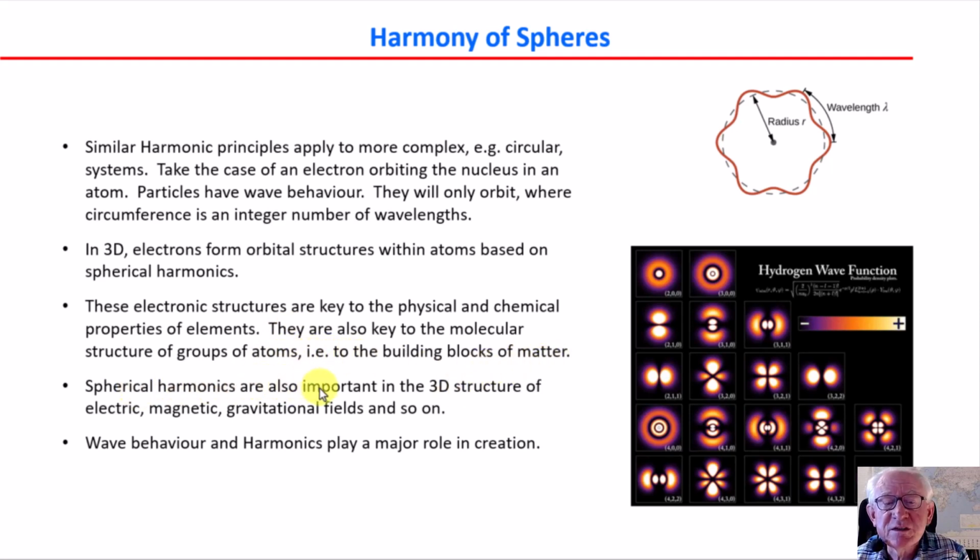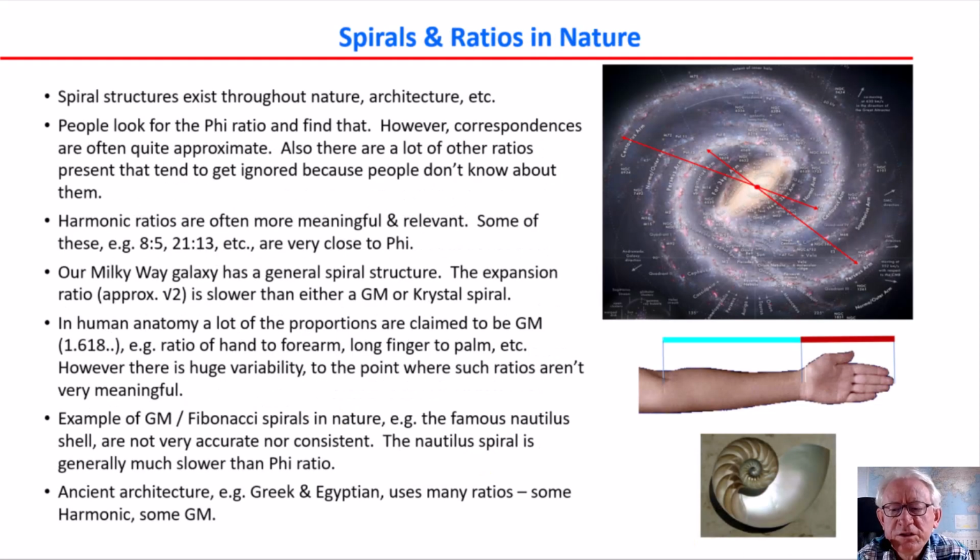These spherical harmonics are important in 3D structures generally. For example, the 3D structures of electric and magnetic and even gravitational fields, and even Merkaba fields. So the mathematics behind all of this is much more complex, but we're dealing with the same fundamental principles. So wave behavior is fundamental to creation and to what manifests in creation. Harmonics play a major role in creation. They determine the structures that arise within creation and how these structures interact. Spiral structures exist throughout nature and are a very powerful tool for understanding processes that arise in nature and for working with them.